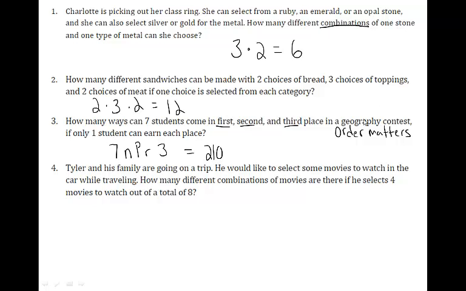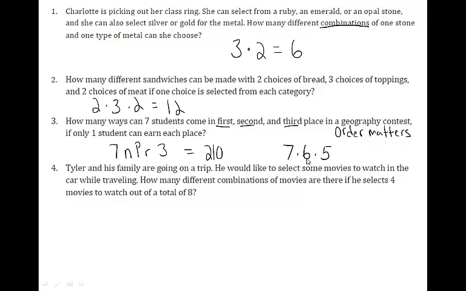This is actually the same as if you did 7 times 6 times 5, because when you do the first place, there are 7 different people who could win it, and then there are only 6 left for second place because you can't win both. So you can either do it on your calculator, or you can multiply like this.